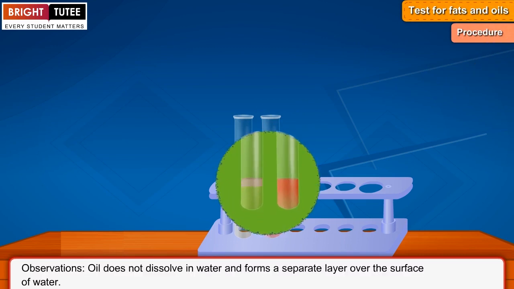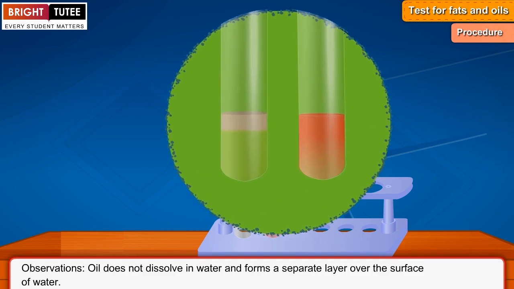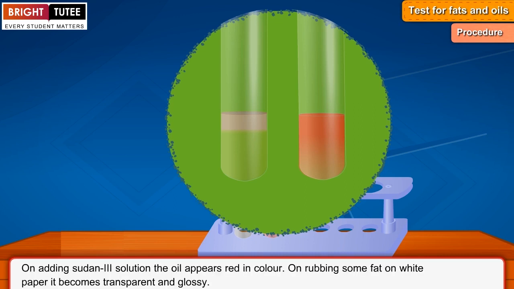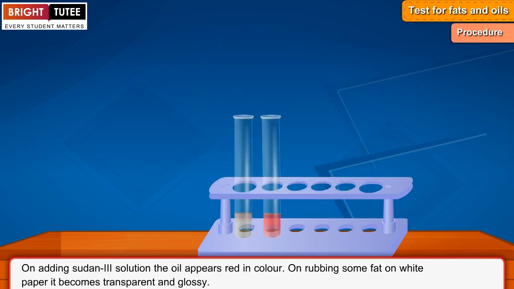Observations: oil does not dissolve in water and forms a separate layer over the surface of water. On adding Sudan 3 solution, the oil appears red in color. On rubbing some fat on white paper, it becomes translucent and glossy.